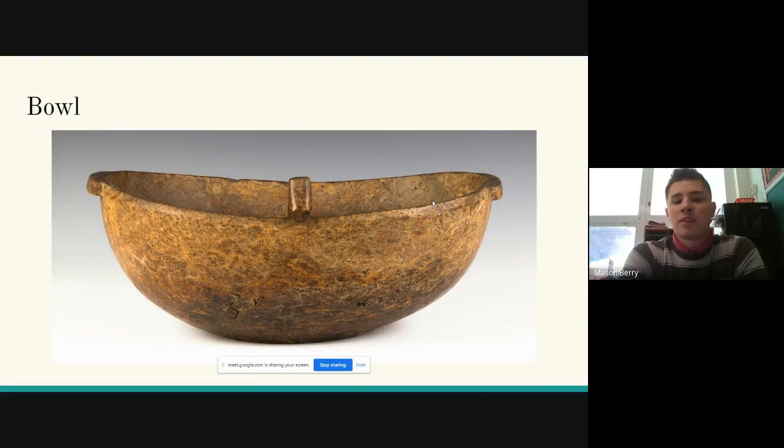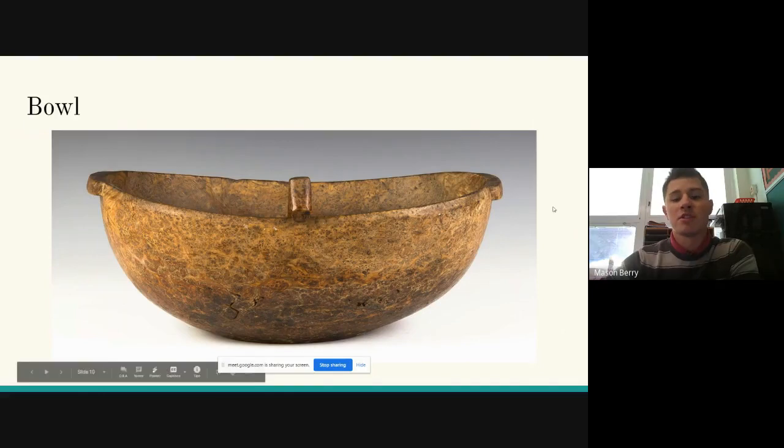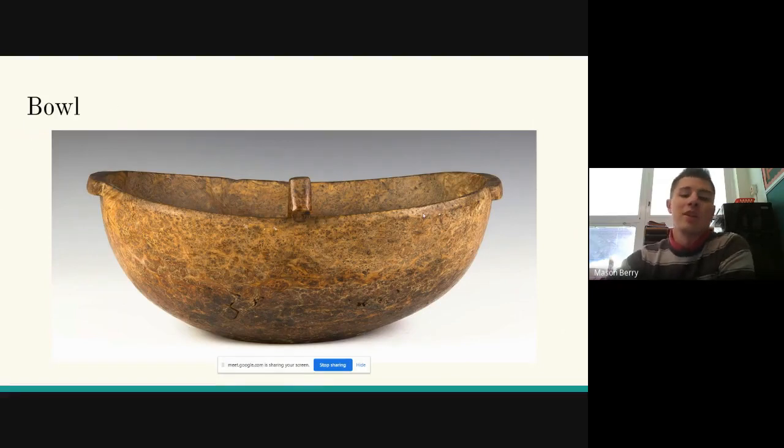It could be used for mixing items to cook. It could actually be used to cook over fires with, or to wash clothes in. Native Americans didn't have washing machines, so sometimes they would go down to rivers and use bowls like this to wash their clothes in. Archaeologists know this because they have found them by rivers with pieces of clothing left in them. There are many different things that this bowl could have been used for. That's just a couple examples.